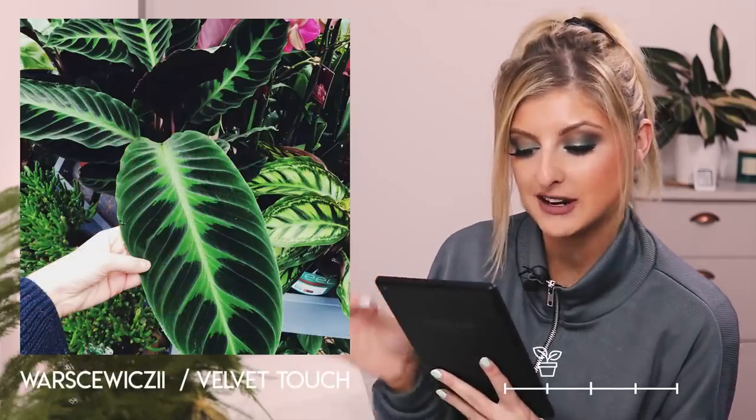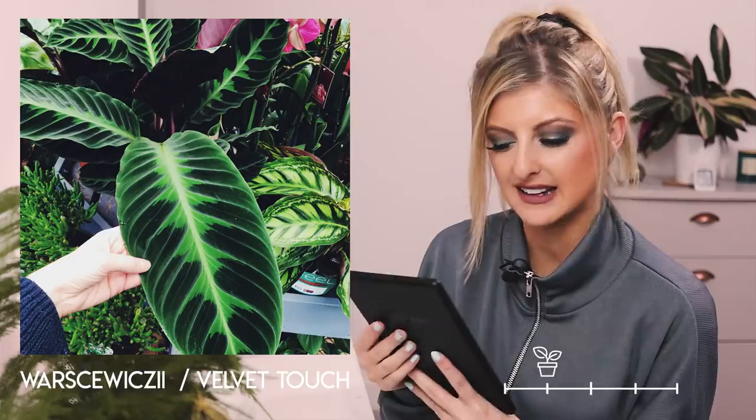The next plant on the rare list is the Calathea Velvet Touch, but its real name is, and let me try this, Waswixii?